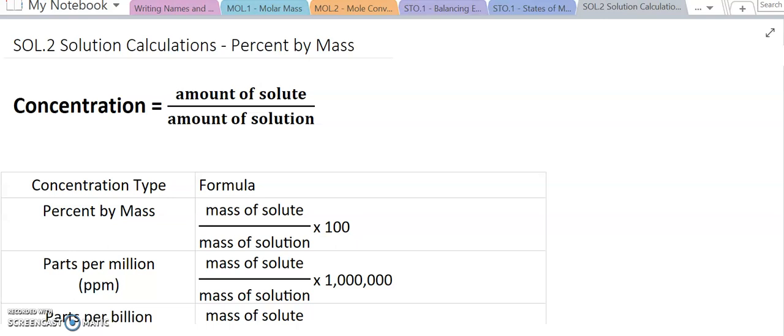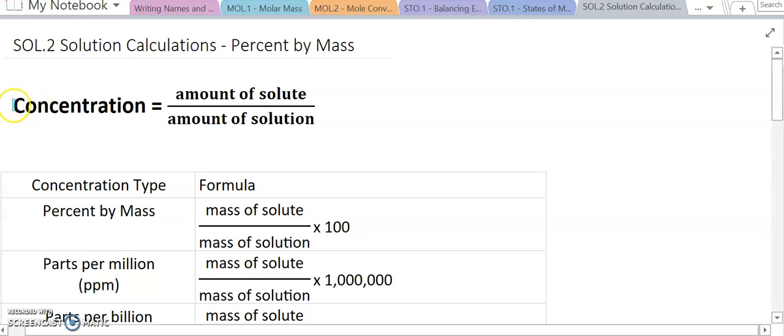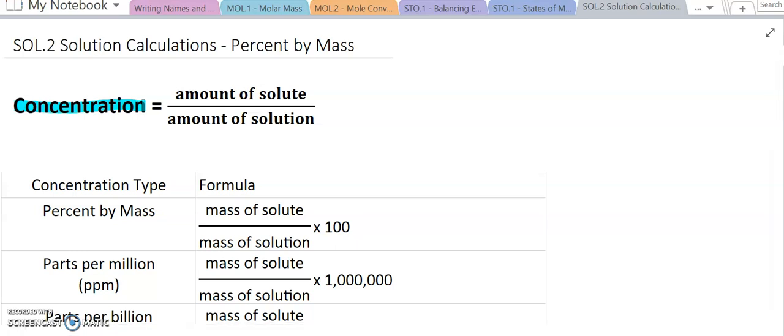Hi, this is Mrs. Blake, and today we're going to talk about solution calculations. With solution calculations, there are a number of different calculations that can be done, and today we're going to talk about percent by mass. But first, I want to talk about a term that's commonly used, and that term is concentration. Concentration is the amount of solute divided by the amount of solution.